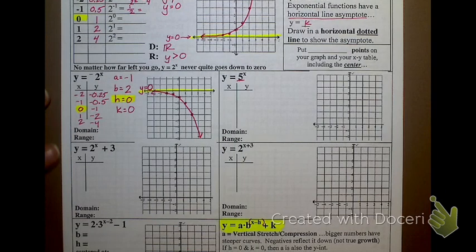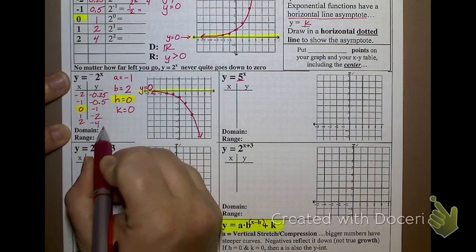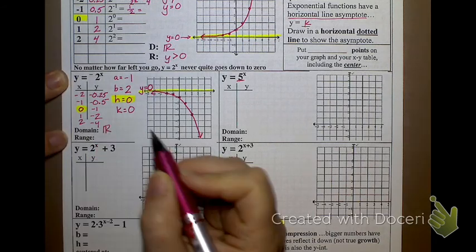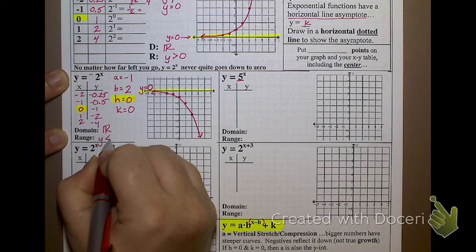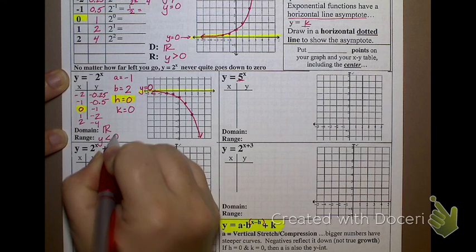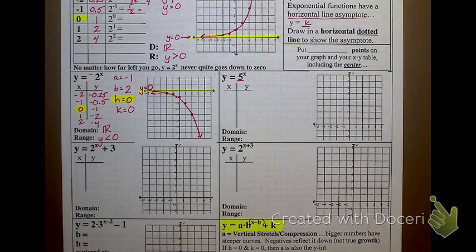For the range on that one, if y is less than 0? Yes. My domain here is still all real numbers. My range, since it's below my asymptote, is going to be y is less than 0. All right, let's do this guy.